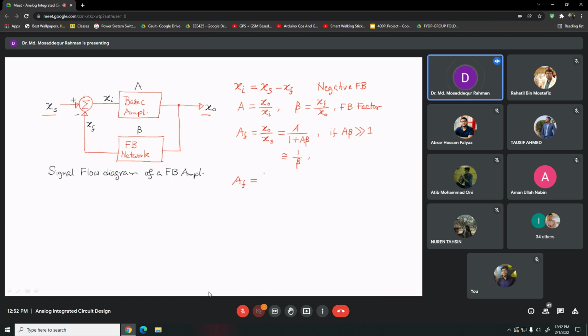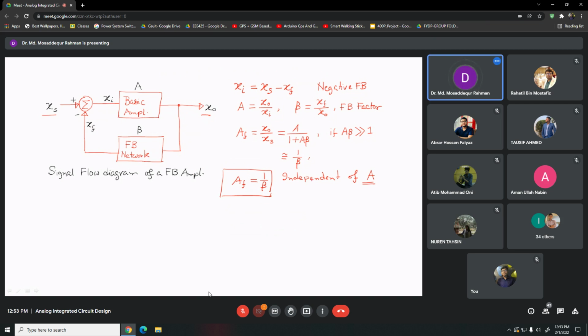Okay, so what we have got here is that our gain with feedback, AF, is 1 over beta, right? So that means that is independent of the gain of the amplifier A, right? So the overall gain, or gain of the feedback amplifier, does not depend on the gain of the basic amplifier. It is determined only by the feedback factor, beta.